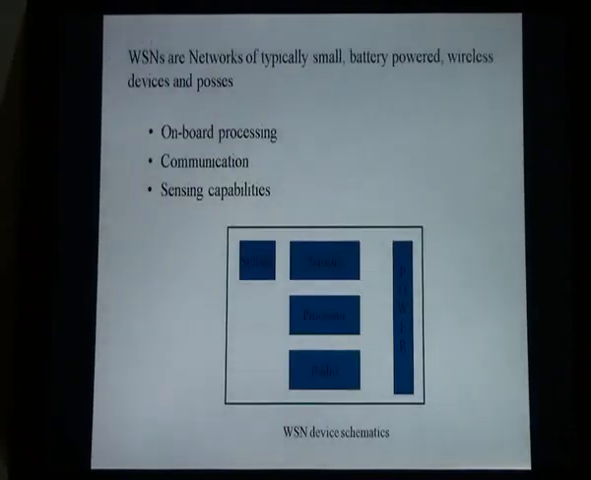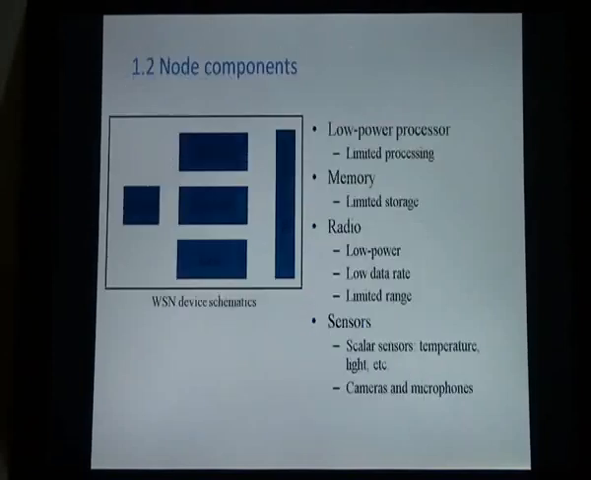A sensor network is typically a small network comprising sensor nodes which are battery powered. They are wireless devices with onboard processing. They have the capability to communicate with each other or with the central server, and they have some sensing capabilities. As far as the device schematics are concerned, they have a storage point, a processor, and a radio with an RF range, and they are self-powered or can also be powered externally, but in 90% of the cases they are self-powered.